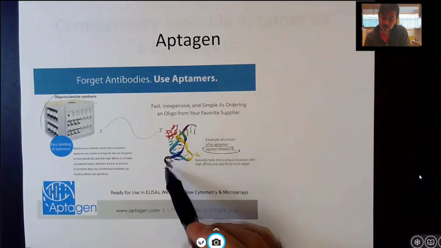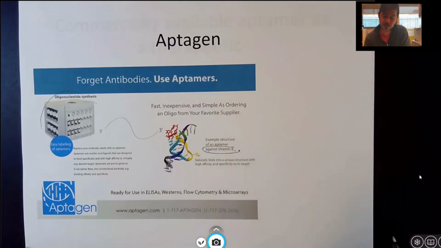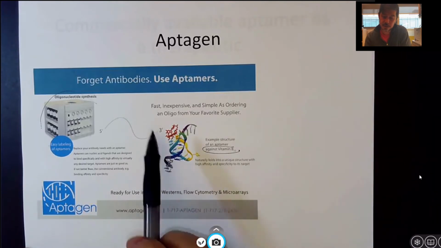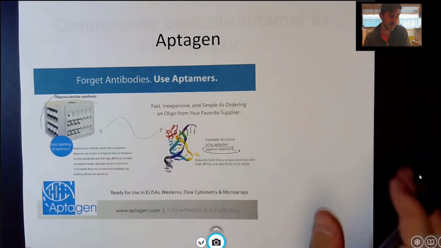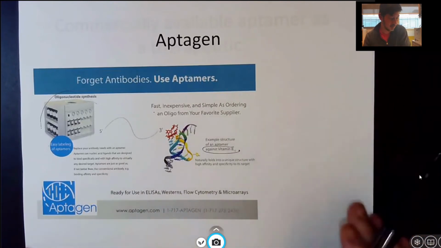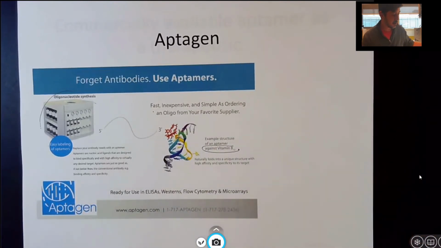You can see here that this aptamer has a very specific three-dimensional shape. And they claim it is fast, inexpensive, and as simple as ordering an oligo from your favorite supplier. So definitely check out Optigen on your Google list.